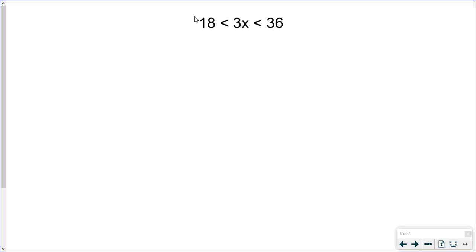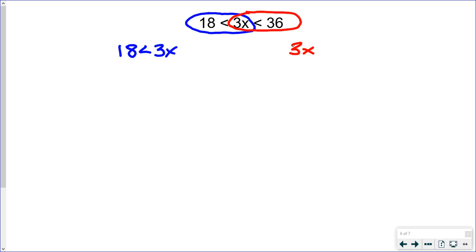Okay, so this is a compound inequality. This is an AND, because only ANDs can be written like this. And so this is actually two inequalities, and so what you want to do is break this apart. So I have one inequality that's right here. So that says 18 is less than 3x. And I have another inequality over here. So 3x is part of both of these. So 3x is less than 36. So you just split this apart into its two inequalities and then solve those two inequalities.